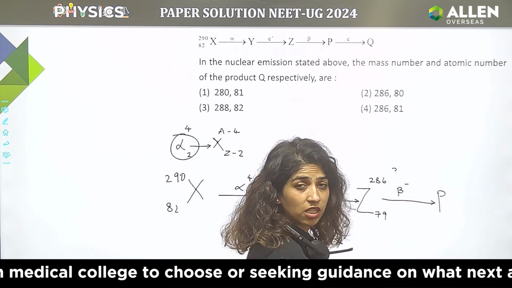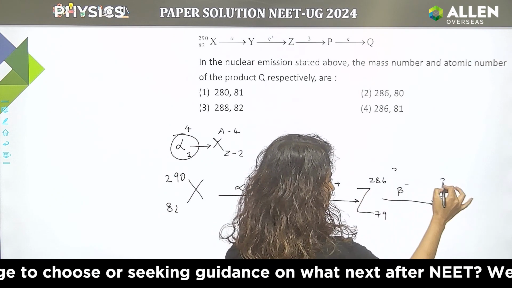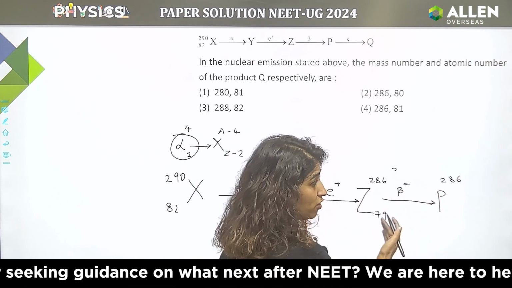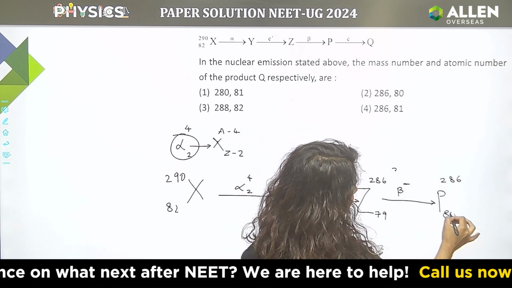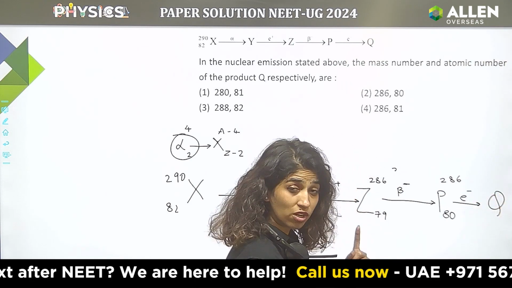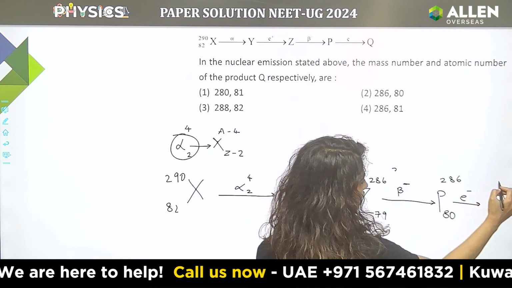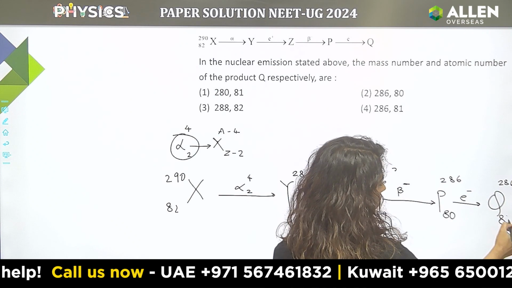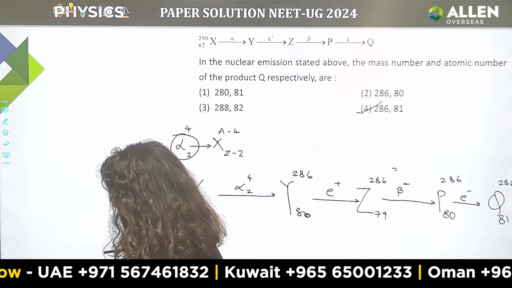So again, beta, since it's very similar to an electron, the atomic mass number is going to remain the same, but since this is a negative charge here, instead of decreasing, the atomic number increases and it becomes 80. From here, an electron is emitted from the nucleus. See, these emissions are taking place from the nucleus. This is going to be 286 and this will increase by 1, making it 81. So the answer is 286 and 81.